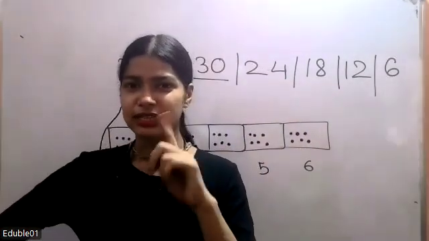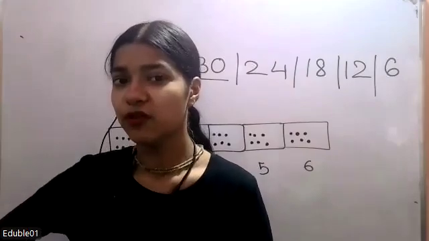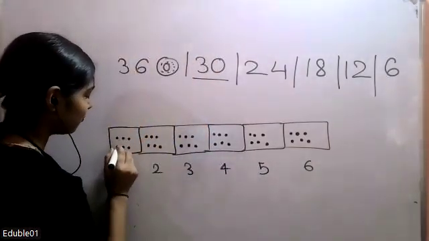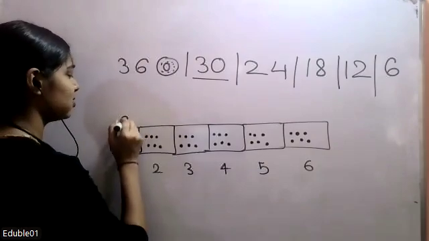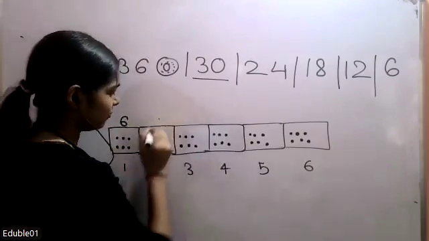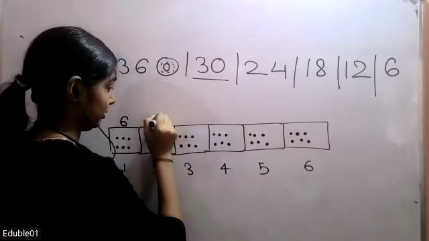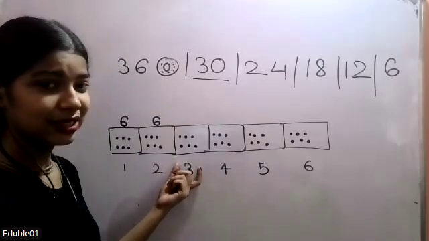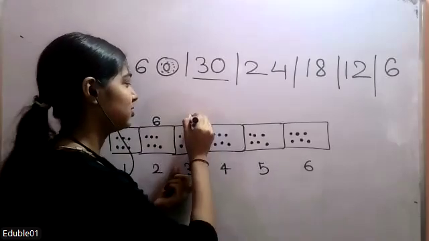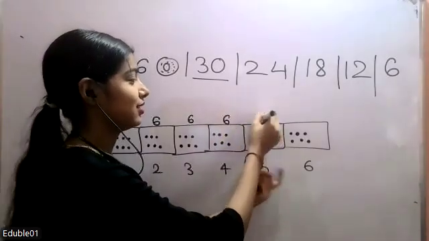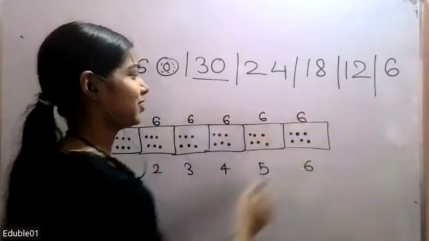So let's see. Does every friend have an equal number of donuts or not? Okay, so 1, 2, 3, 4, 5, 6. Okay, friend number 1 has 6 donuts. Friend number 2 has 1, 2, 3. Oh, he or she already has 6 donuts. Then count. Okay, this is also having 6. This friend is also having 6. This is also having 6. And the last friend is also having 6.